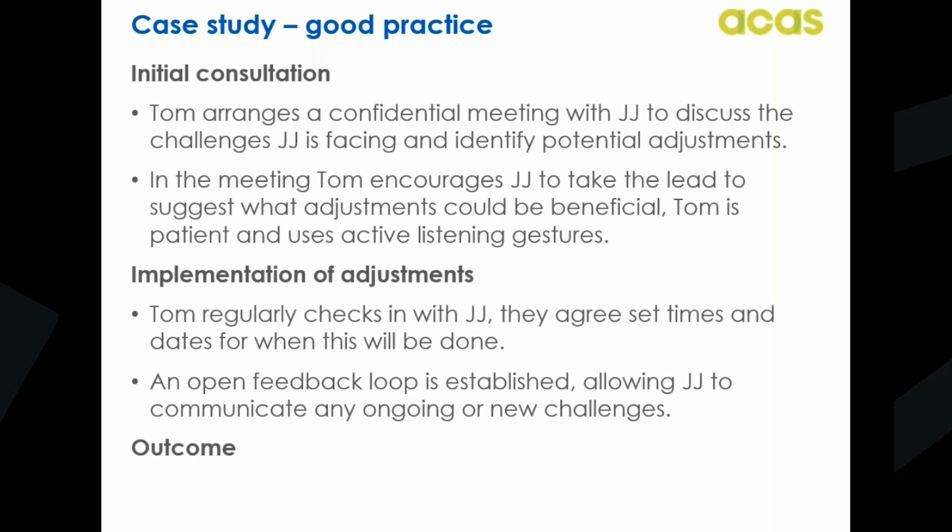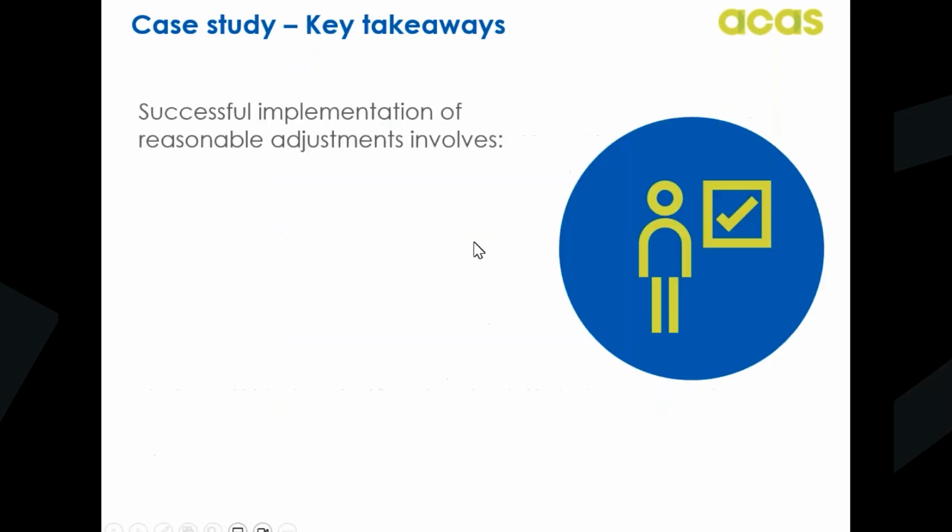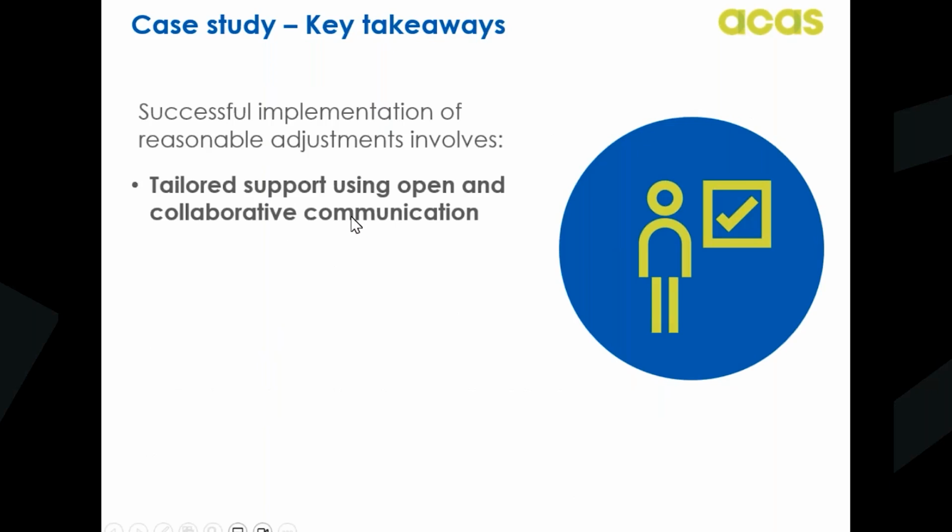The implementation of these adjustments has led to significant improvements to JJ's mental health and work performance. This case study demonstrates the positive impact of personalised adjustments and the importance of a proactive approach. So the key takeaways from this case study are understanding and addressing individual needs, which is crucial for adjustments to be effective. A proactive approach and early intervention can prevent things from escalating.